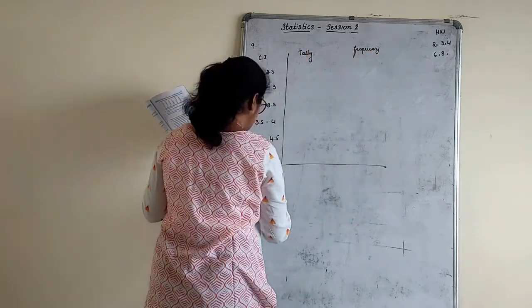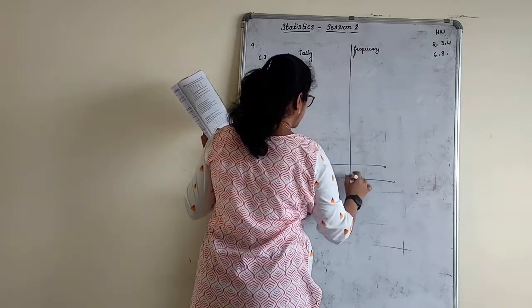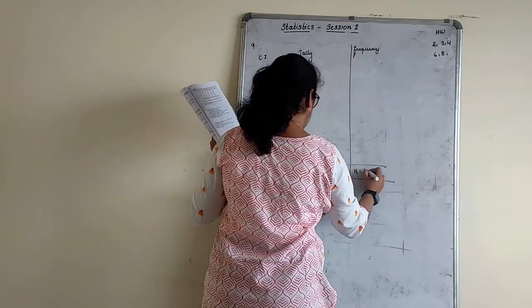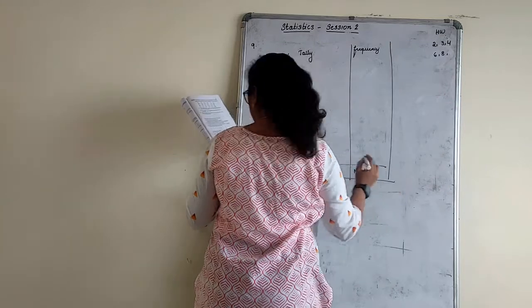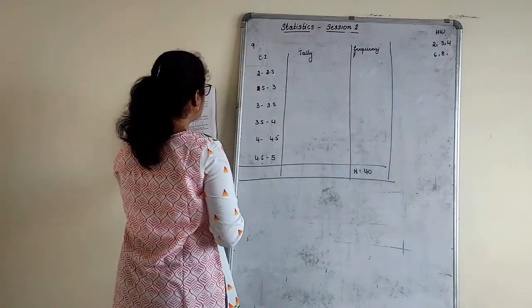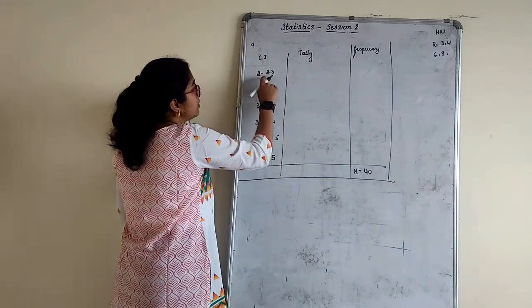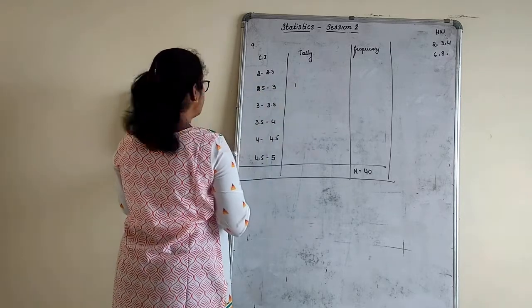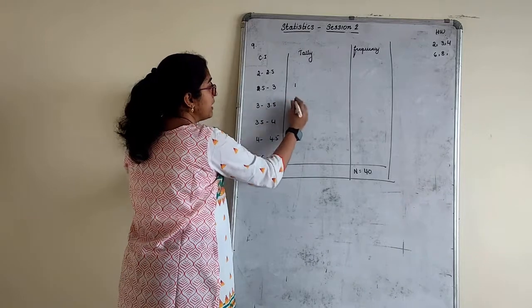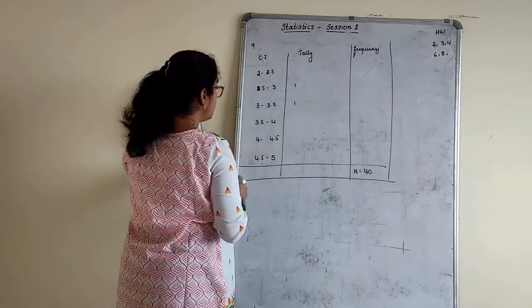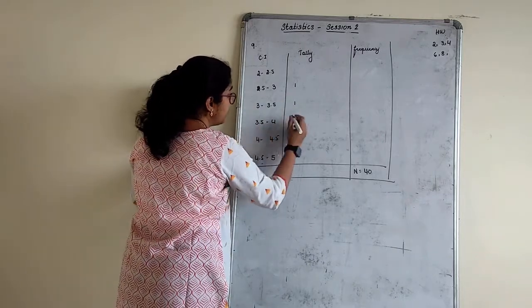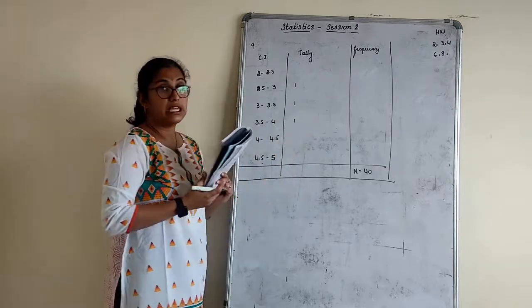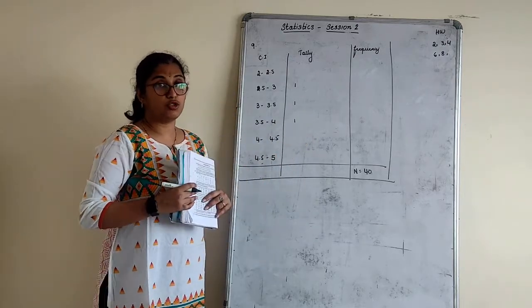Tabular column is a must. N should be what here? Total I have to get 40 as an answer. Let me just read one or two. 2.6 will fall under what? So 2.5 to 3, 2.6 will fall here. Next is 3. 3 will fall in this. Next is 3.7. 3.7 will fall in this. So like this, let's construct a frequency distribution table quickly.